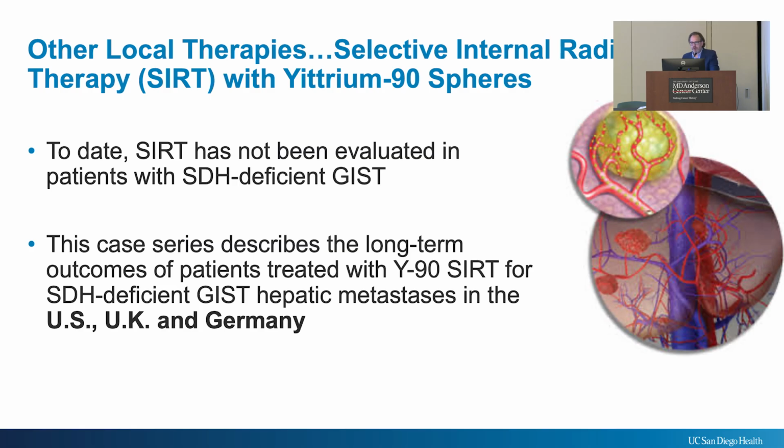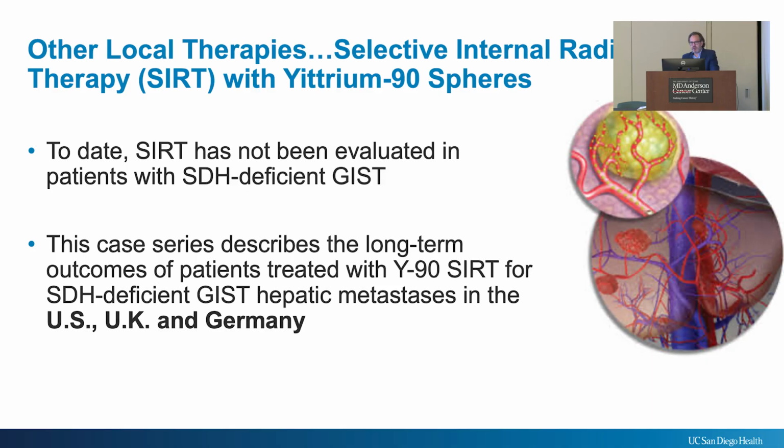So what are some other local therapies that we can do? This is unpublished data as well that I'm going to show you. We're just finishing off the paper right now. We did present this at the Connective Tissue Oncology Society meeting at the end of last year. But one of the other therapies that we've been looking into over the last several years is using selective internal radiation therapy, or SIRT, with yttrium-90 spheres.